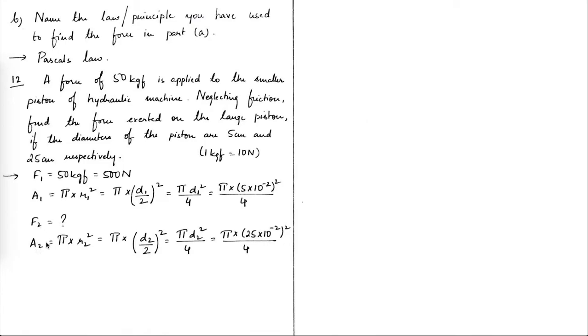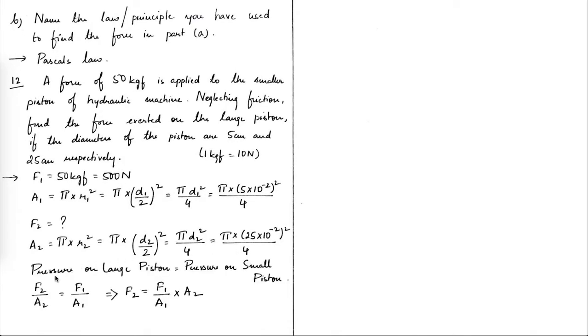A2, that is area of cross section for the larger piston, will again be pi into R2 square. Now R2 can be written as d2 by 2. So pi into d2 by 2 the whole square. That happens to be pi d2 square by 4. Now d2 I substitute it as 25 into 10 to the power of minus 2. Again 10 to the power of minus 2 came since I am converting from centimeter to meter. So I get pi into 25 into 10 to the power of minus 2 the whole square divided by 4. So that is what is A2.